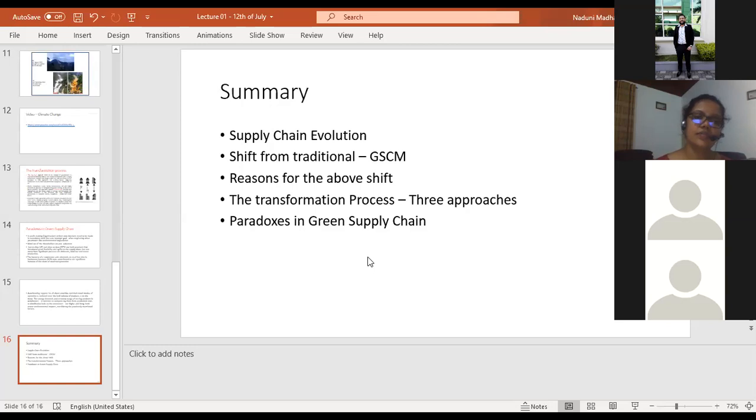The transformation process is happening through three approaches: the top-down approach, the bottom-up approach, and the hybrid approach. And there are some paradoxes in green supply chain that we have discussed. So that's it for today.